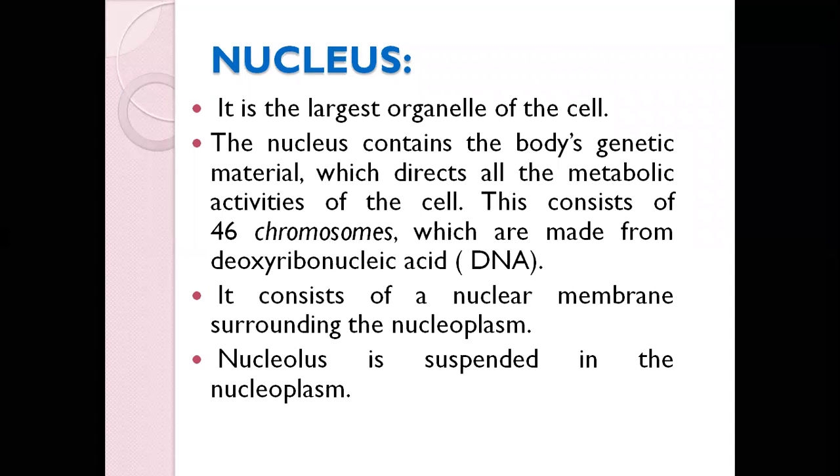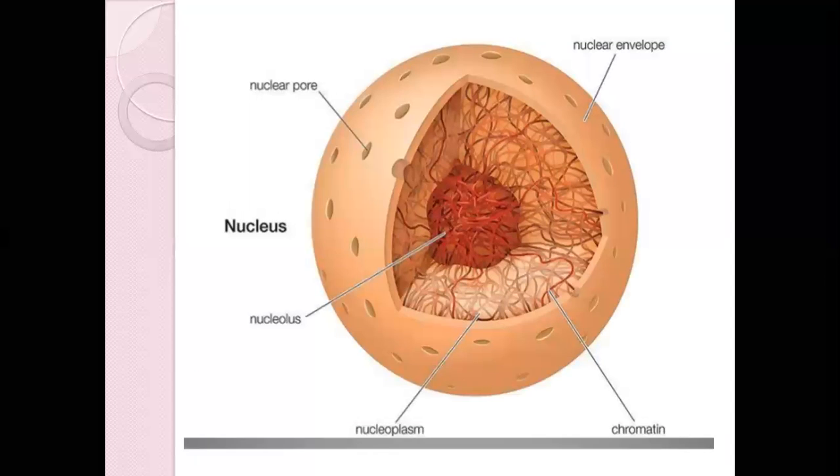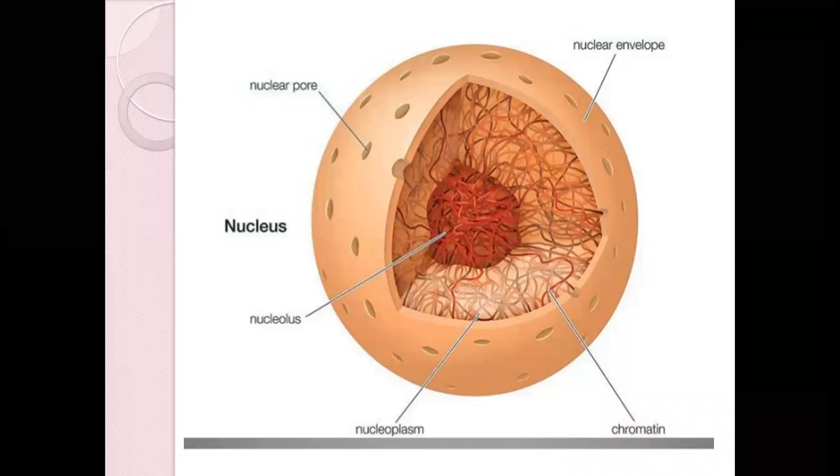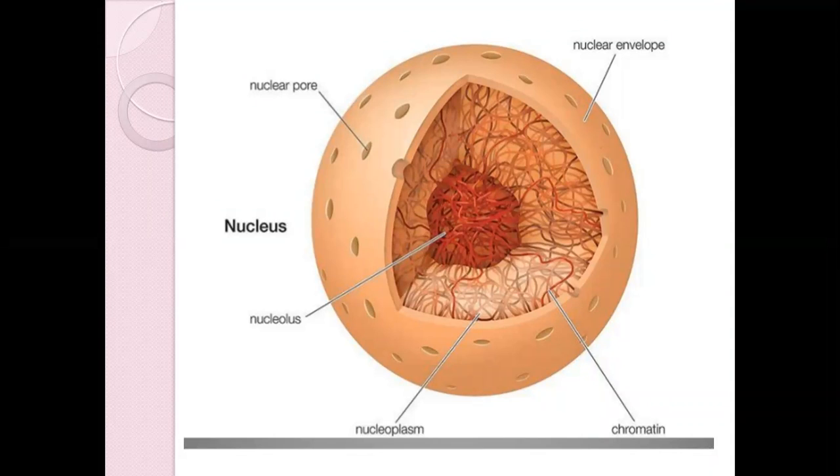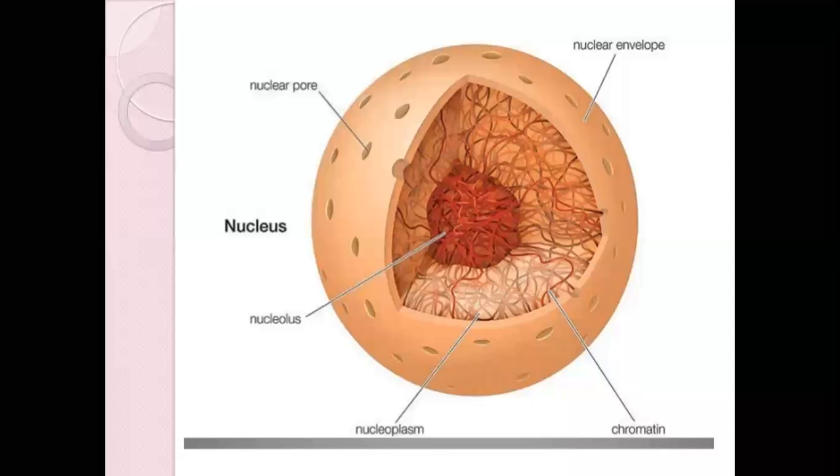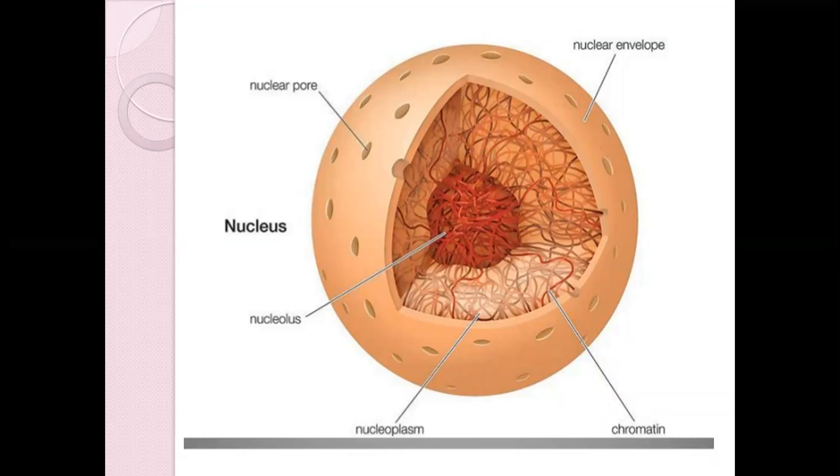I'll show you the diagram of a nucleus. Just like a cell has a plasma membrane, the nucleus also has its own covering, called the nuclear envelope. The nuclear pores help in the transport of DNA material or anything which is required. The nucleolus, as you can see from the diagram, is at the center of the nucleus, and within it we have the DNA.